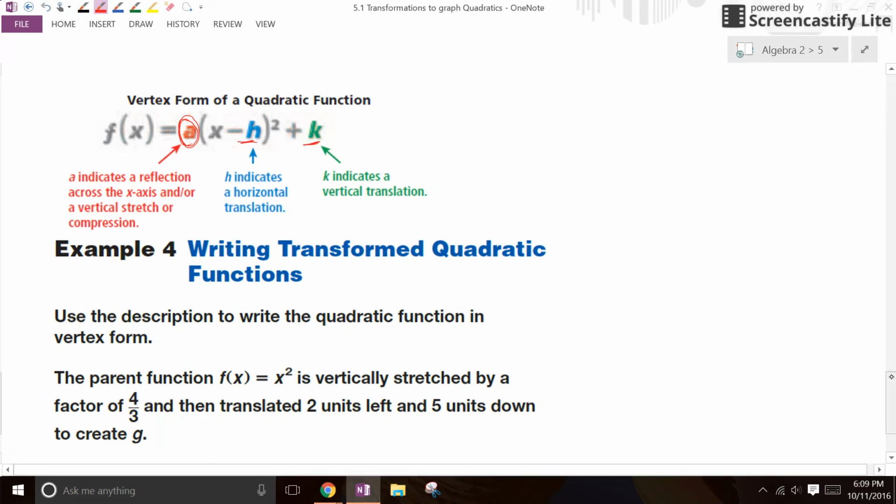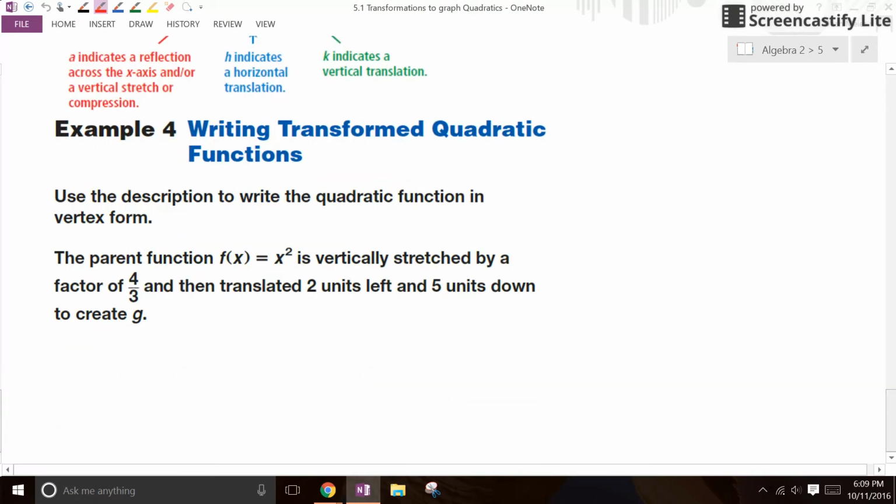So this last one right here, I want to describe a parent function x squared. I want to stretch it vertically by a factor of 4/3, translate it 2 left and 5 down, and create equation G. So G of x is going to be an x squared graph. But wait, I want to first do a stretch of 4/3. So I'm going to just multiply it by 4/3. That goes out front because it was vertical and it doesn't have to do anything weird.